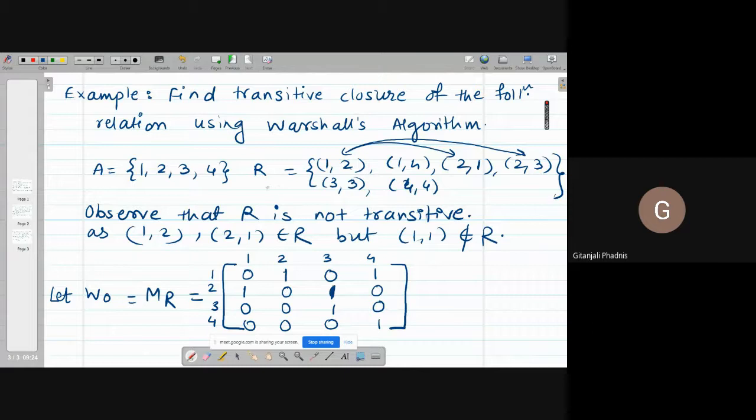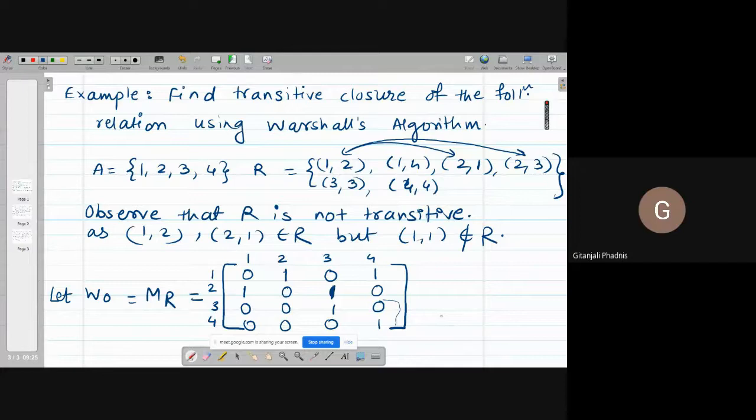Have you all understood the first step? Yes, ma'am. Ma'am, will you explain how to take that matrix value?